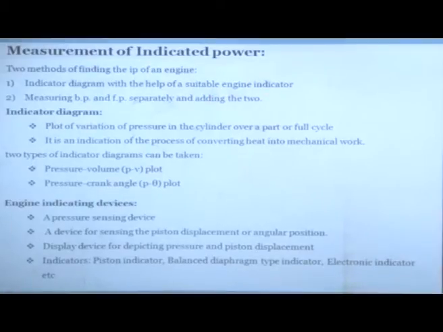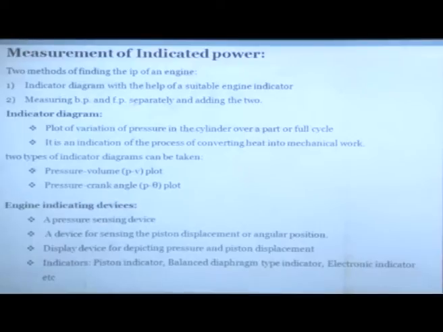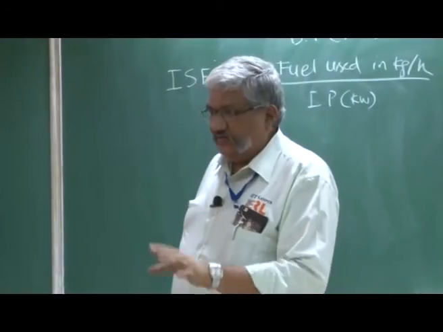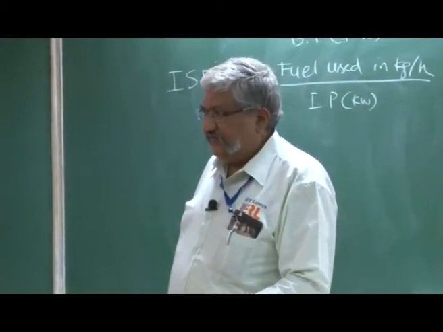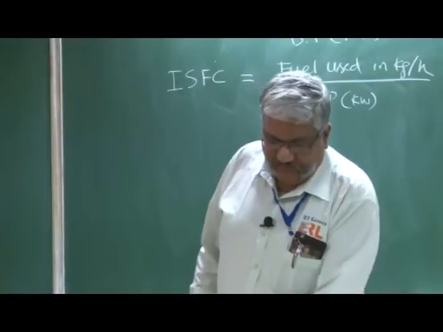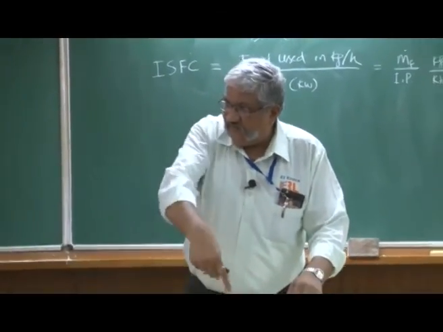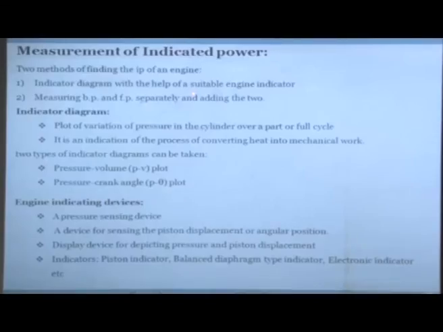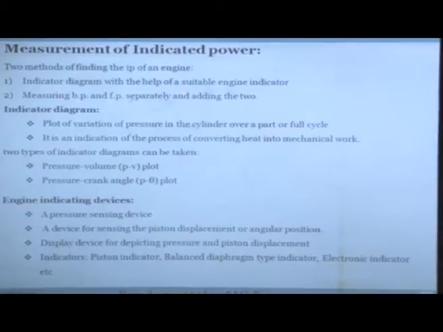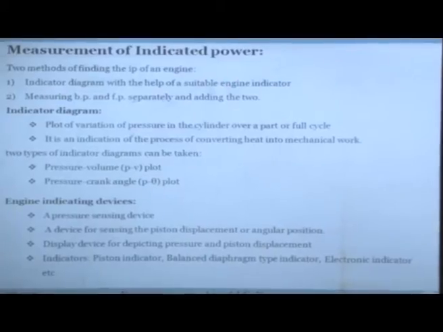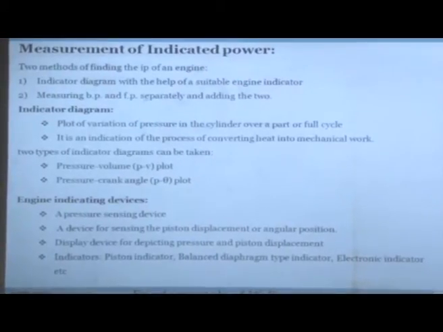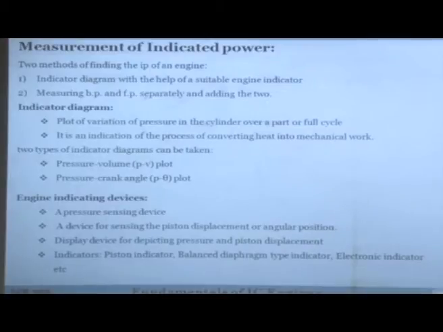The engine indicator is a mechanical device, not routinely used now, but in the good old days it was used. You used to put a paper and a pen, connected through some mechanism, and it used to plot the PV diagram. That was one way to get the indicator diagram. But when I started studies of the engine in 95 or so, it was already obsolete by that time.